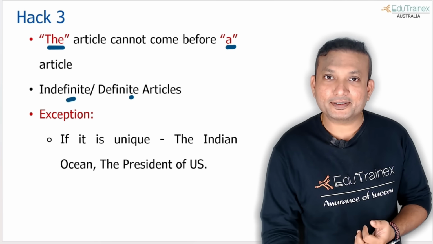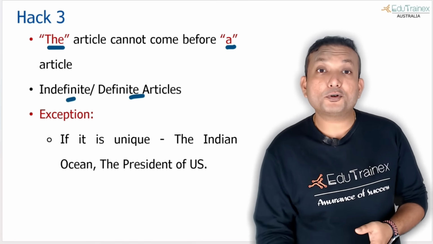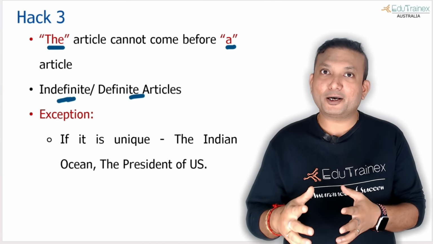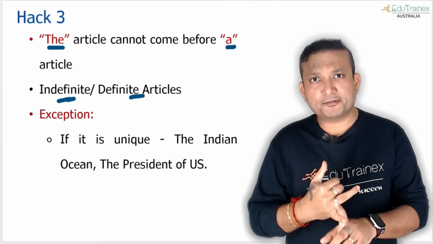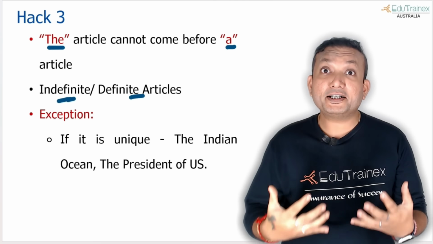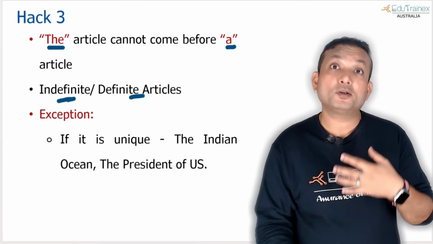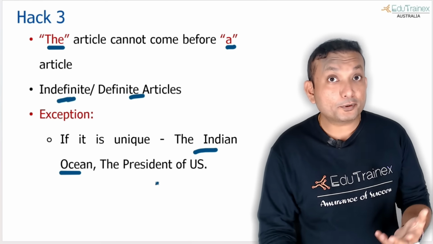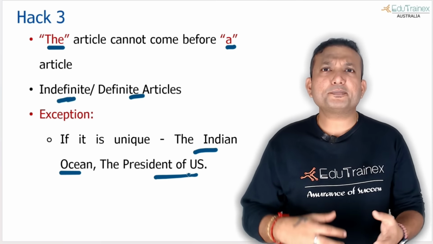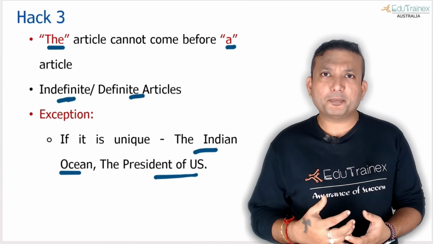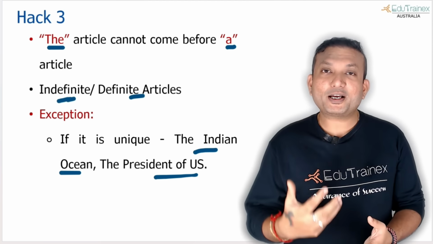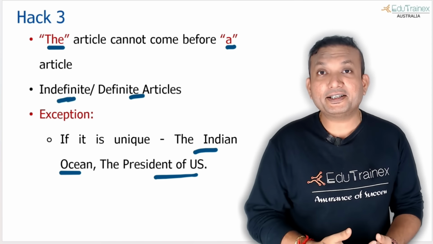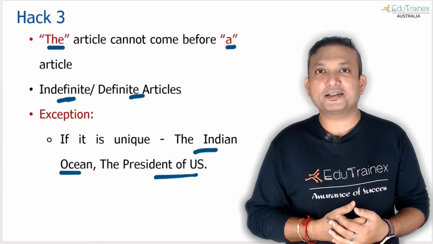Indefinite and definite articles. When we use the word the in front of any noun, that means it has to be definite. So that means the identity is known, like the Indian Ocean, the President of United States. If something is unique, then you put the in front of it. But if something is not unique, then you have to introduce it first using an indefinite article, and only then you can use a definite article with it.